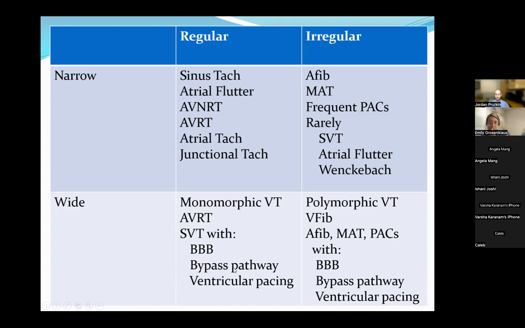And then rarely someone who's got a bypass pathway, that's Wolff-Parkinson-White, or if they have a pacemaker. For instance, if you have someone who's got sinus tach and they're ventricularly pacing, it's going to be a regular wide complex tachycardia. And then the irregular wides, so polymorphic VT, VF, those are the ones we get worried about. But then anything up in the list above of the irregular narrow complex ones, if they have, again, a bundle branch block, or rarely a bypass pathway or pacing.